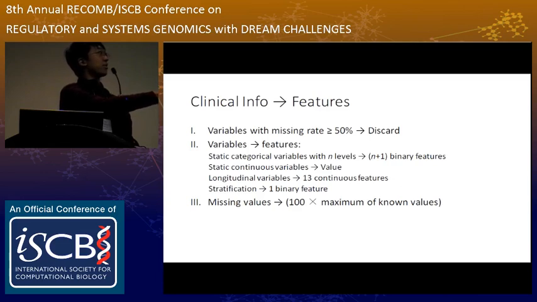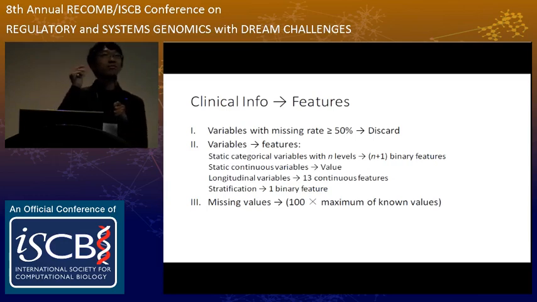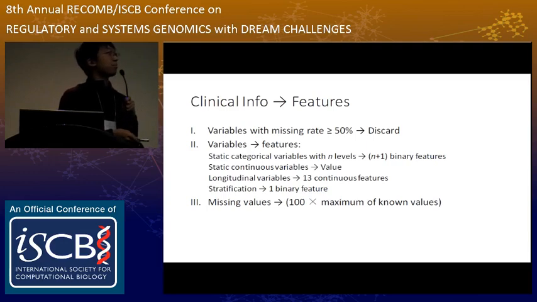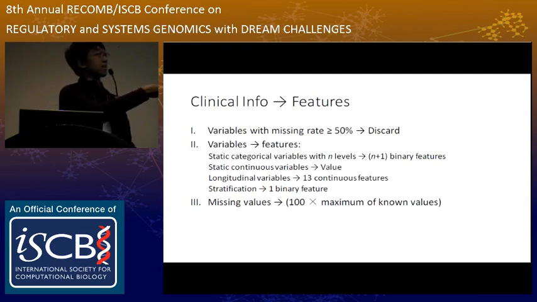For static variables, there's either only one measurement, or there are several measurements taken very close to each other that are supposed to be the same value. For the categorical static variables, we encode them into n+1 binary features. You may wonder why there is a +1. The n indicates the number of levels, but the +1 is the missing indicator. So if that variable is missing, we set true to this one binary feature and 0 to all the others. For the static continuous variable, it's straightforward. We just pick its value as the value of the feature.